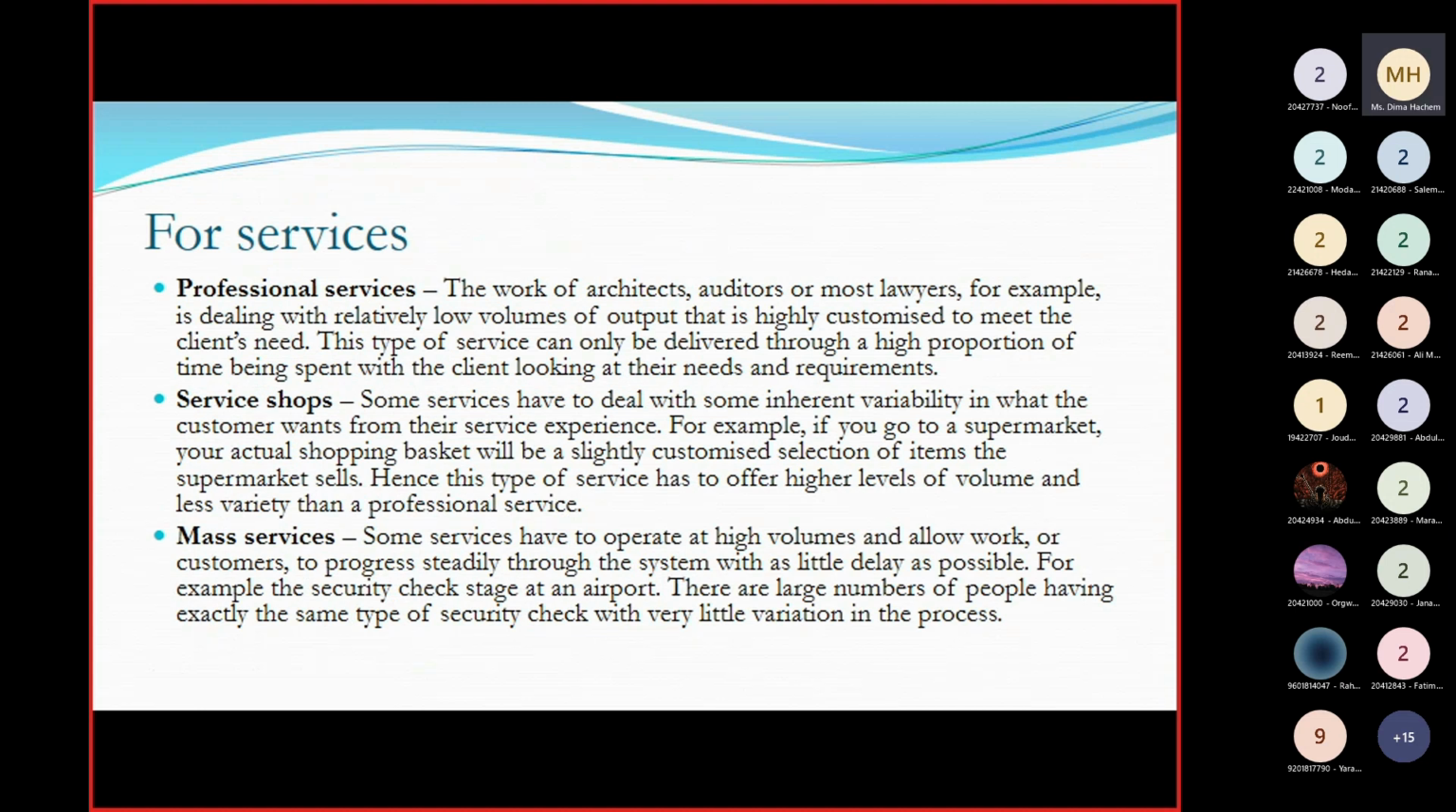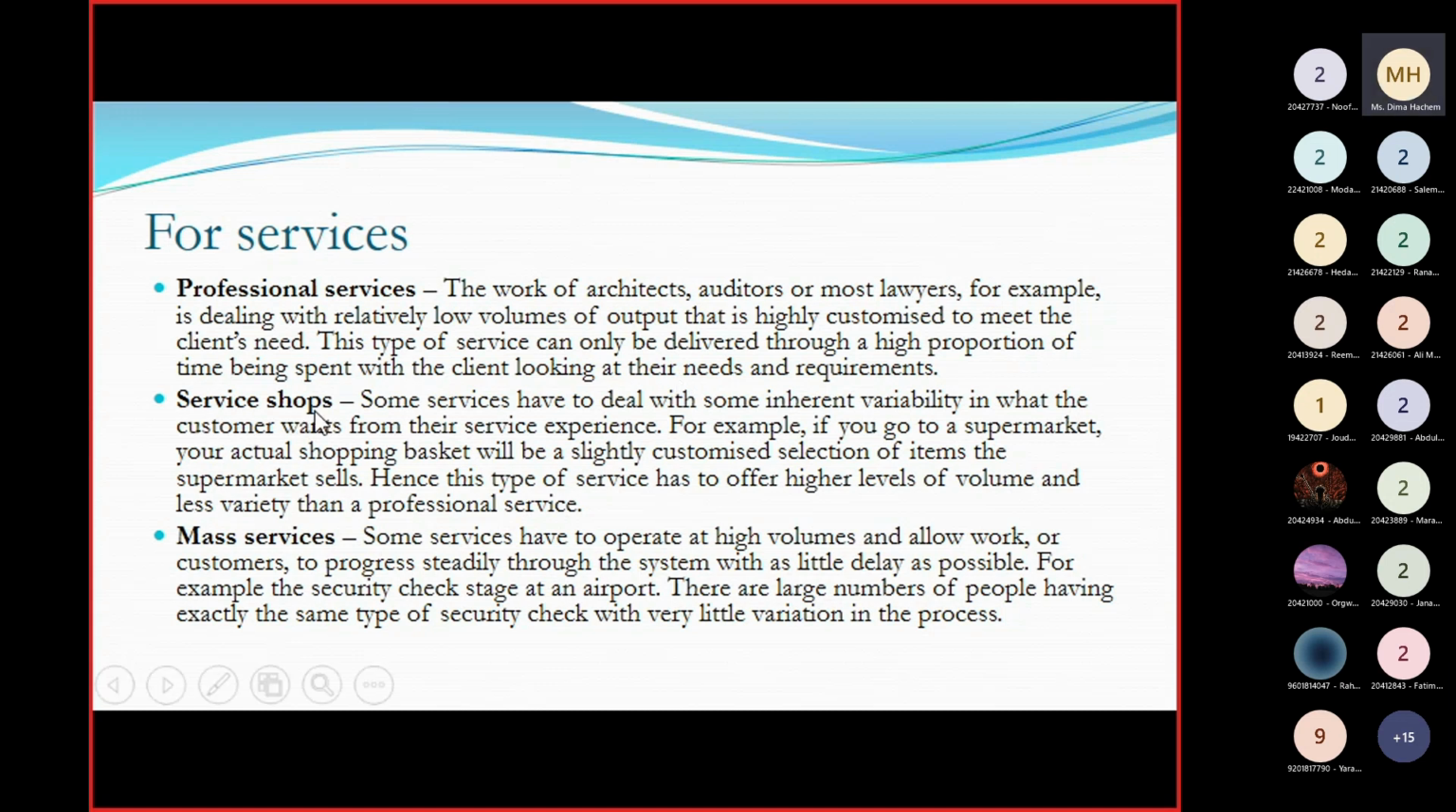Now, for services also you have processes. You have the professional services, the work of architects, auditors, lawyers, accountants. All of these are professional services. Doctors also, for example, okay? They are dealing with relatively low volume because at the end, they depend on their skill that they have enough time to produce this skill.